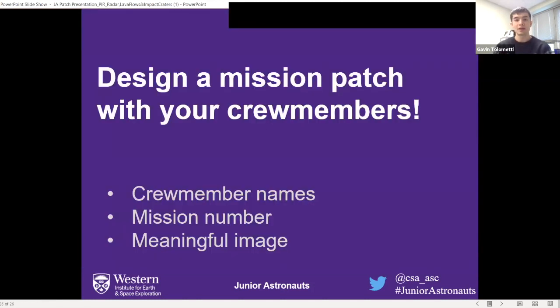So with that, you would design your own mission patch in groups, and you just have to make sure those three things are included in your patch.